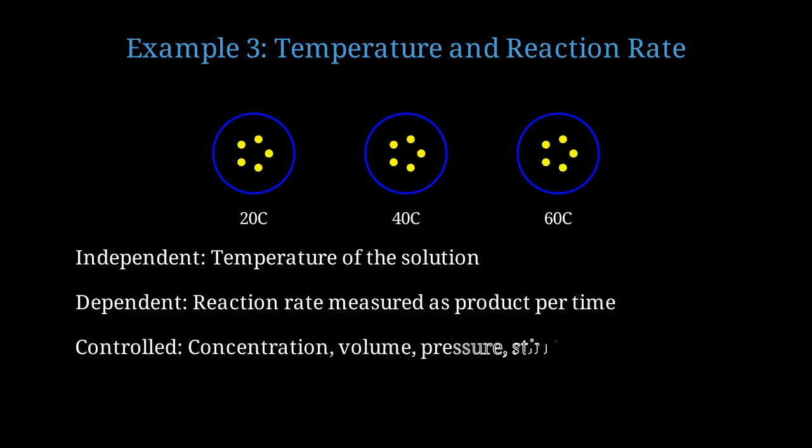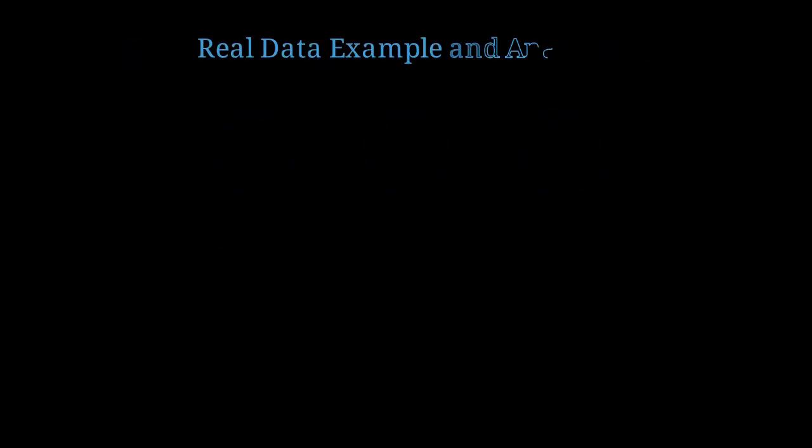What must be controlled? The concentration of reactants, the volume of solution, the pressure, whether you stir it, and the type of container. Let's look at what actual data from this temperature experiment might look like.